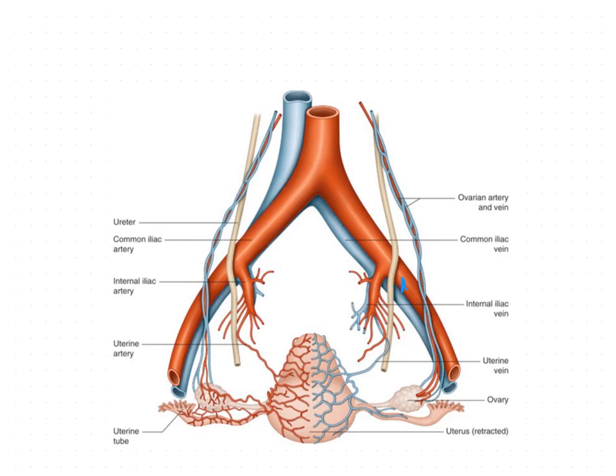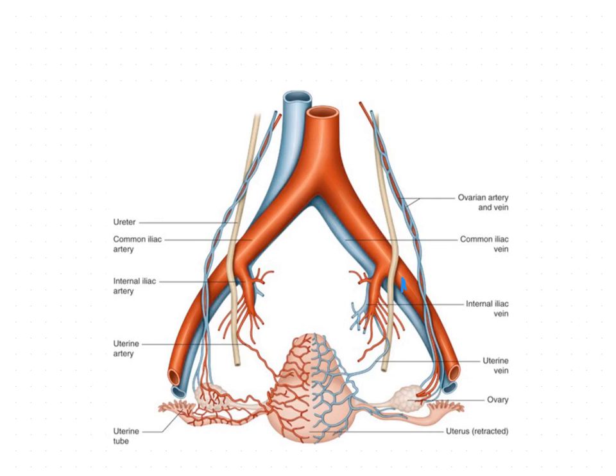It crosses the external iliac vessels at the pelvic brim to enter the suspensory or infundibulopelvic ligament of the ovary. So here this is the ovary. Actually this is the retracted uterus. Normally the uterus will be present like this and the ovaries present like this. This one is retracted here, so the ovary is exposed well. Finally it enters the suspensory or infundibulopelvic ligament of the ovary.